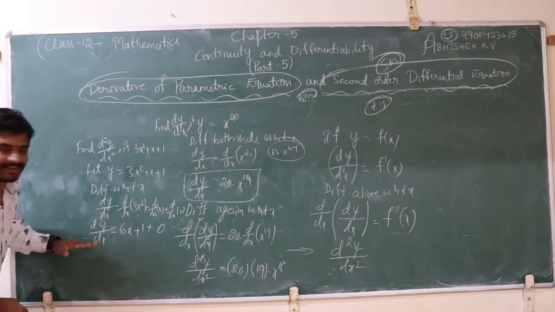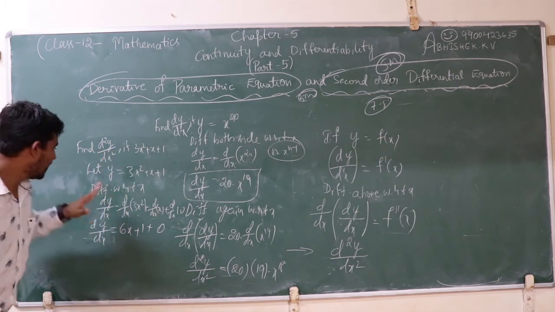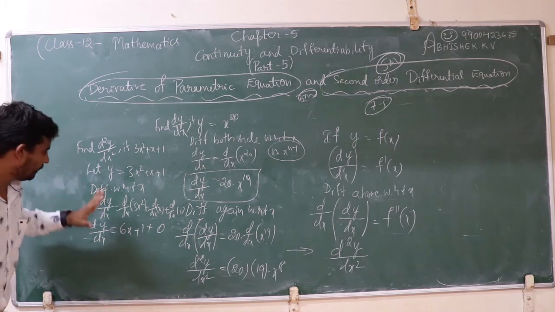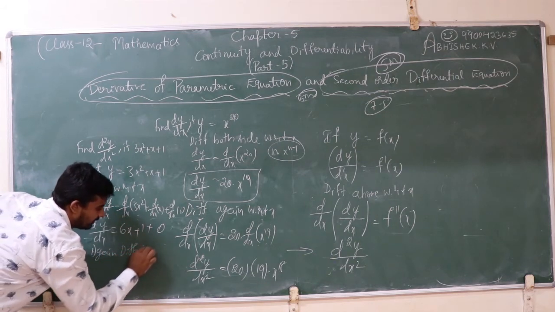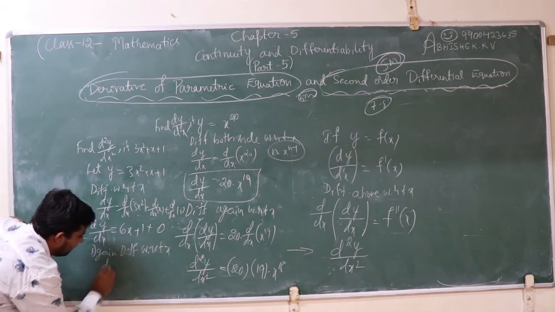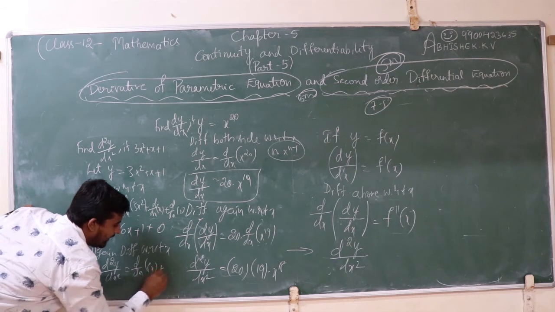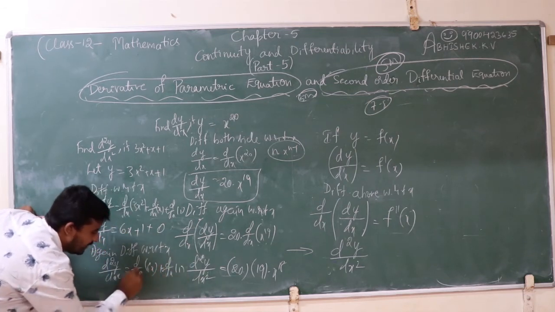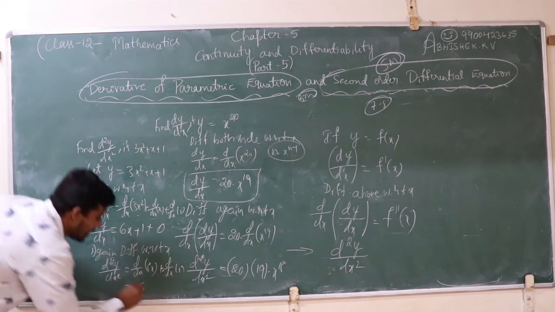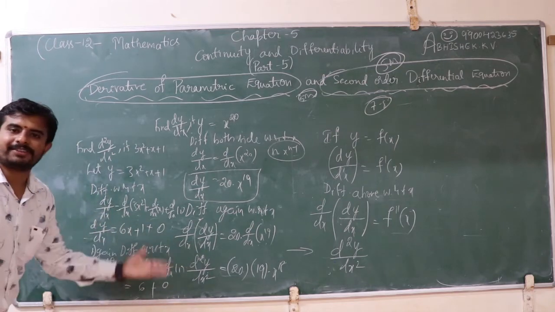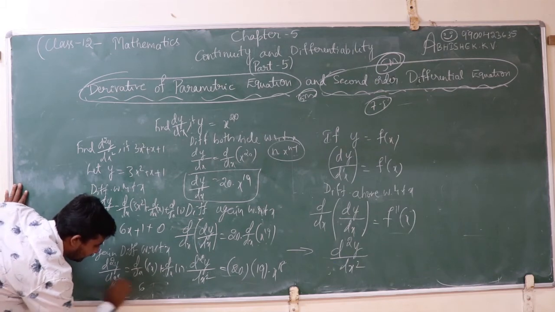But this is not the final answer. We need to find d square y by dx square. That is, we need to differentiate the given equation 2 times. We completed the first derivative. Then again differentiate with respect to x. Then d square y by dx square is equal to d by dx of 6x plus d by dx of 1. d by dx of 6x is 6. 6 is a constant, take it outside, d by dx of x is 1, 6 into 1 is 6. Plus d by dx of 1 is 0 because the derivative of a constant function is 0. Therefore, we are left with d square y by dx square equal to 6.